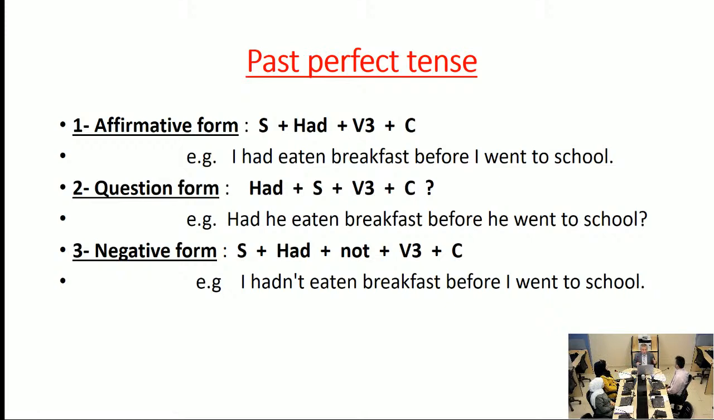Mr. Abdul Karim, before we move on, actually, we didn't mention it for grade 9, but actually we have extra usage for the present perfect tense.